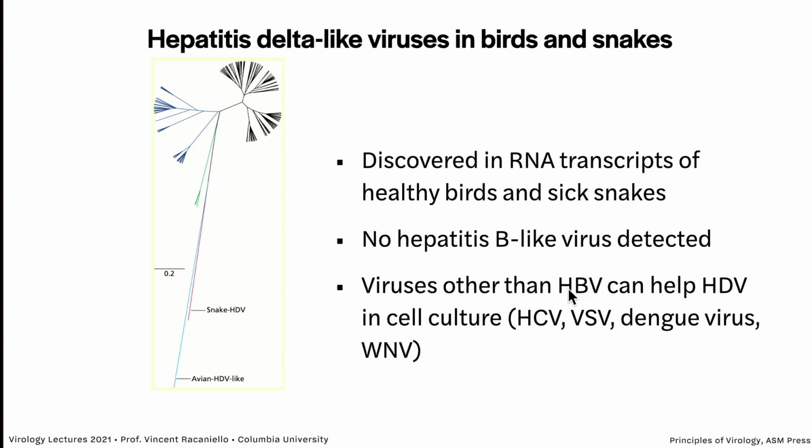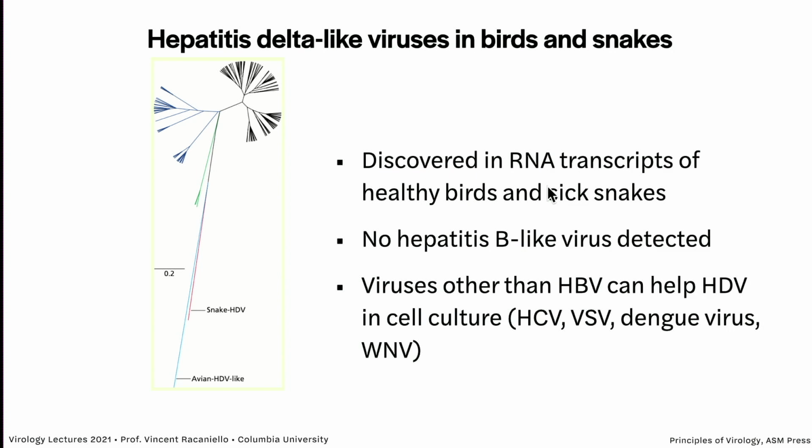Now, since this work was published, it looks like this is a bona fide virus of birds and snakes. It looks like even they can be spread among snakes in colonies. Other people have found that other viruses can actually be helpers for hepatitis delta in cell culture. So you can take the delta RNA and put it in a cell and then infect with another virus. You can infect with hepatitis C virus, vesicular stomatitis virus, dengue virus, West Nile virus, and they will all package the delta virus genome. Now, we don't see this in people. It's never seen. The only helper in people is hepatitis B virus. But in the lab, it shows that in principle, other viruses can package the delta genome.